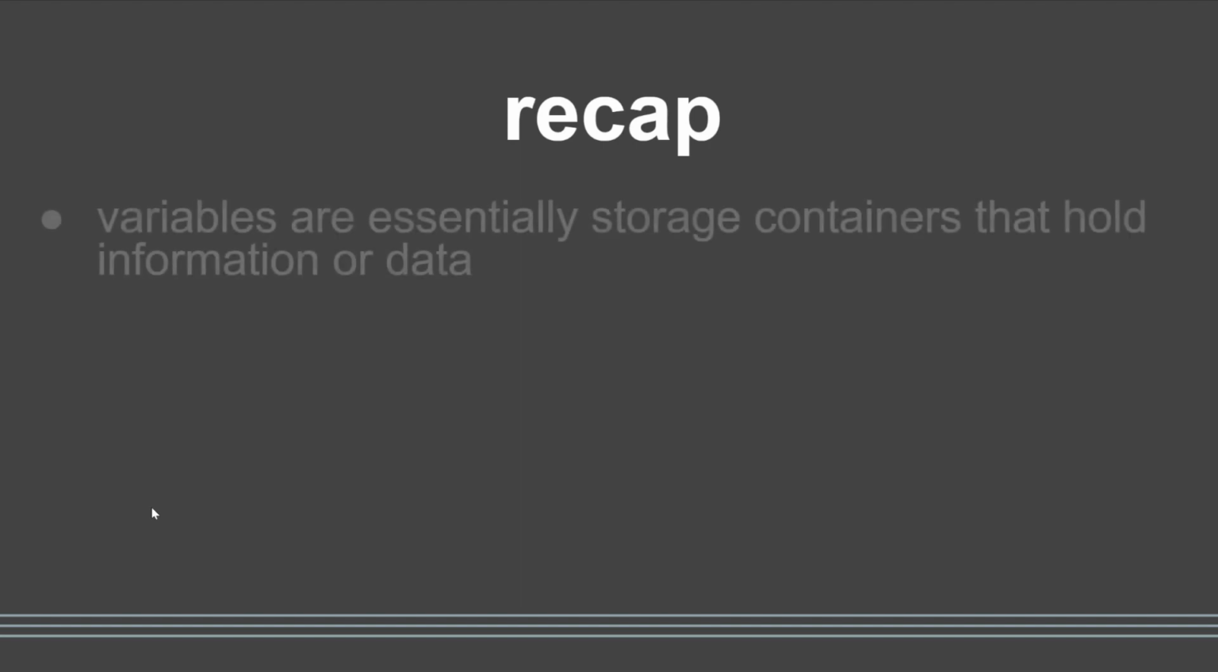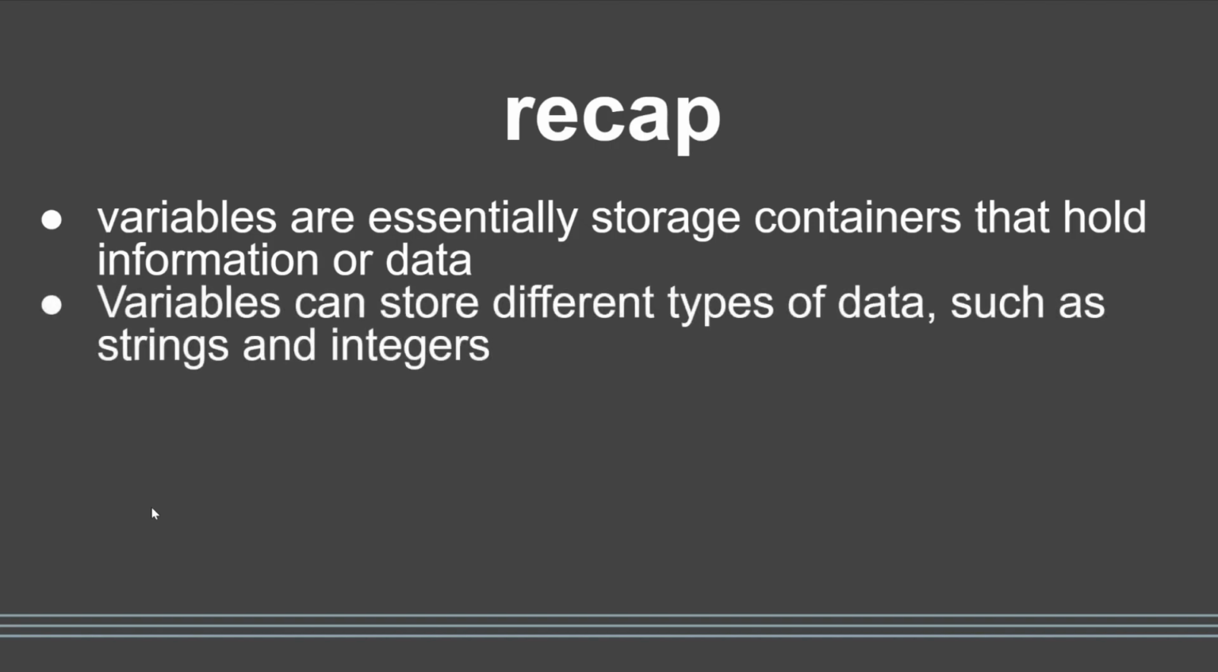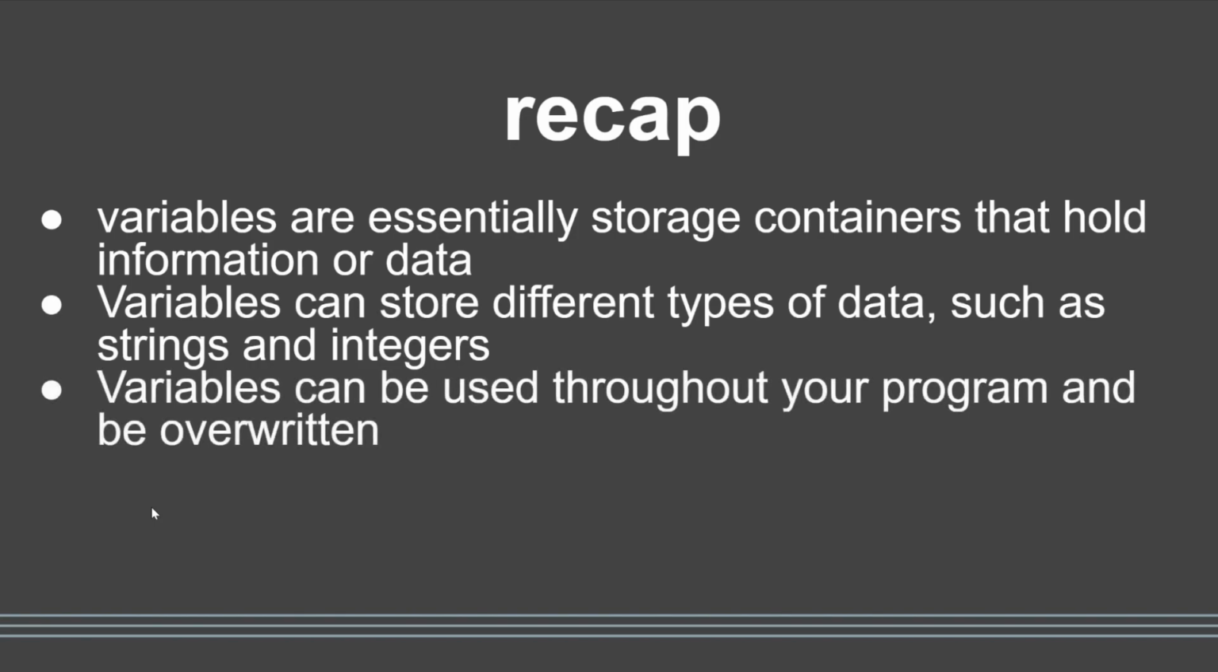Alright guys, let's recap what we went over. Variables are essentially storage containers that hold information or data. Variables can store different types of data, such as strings and integers. Variables can be used throughout your program and be overwritten.